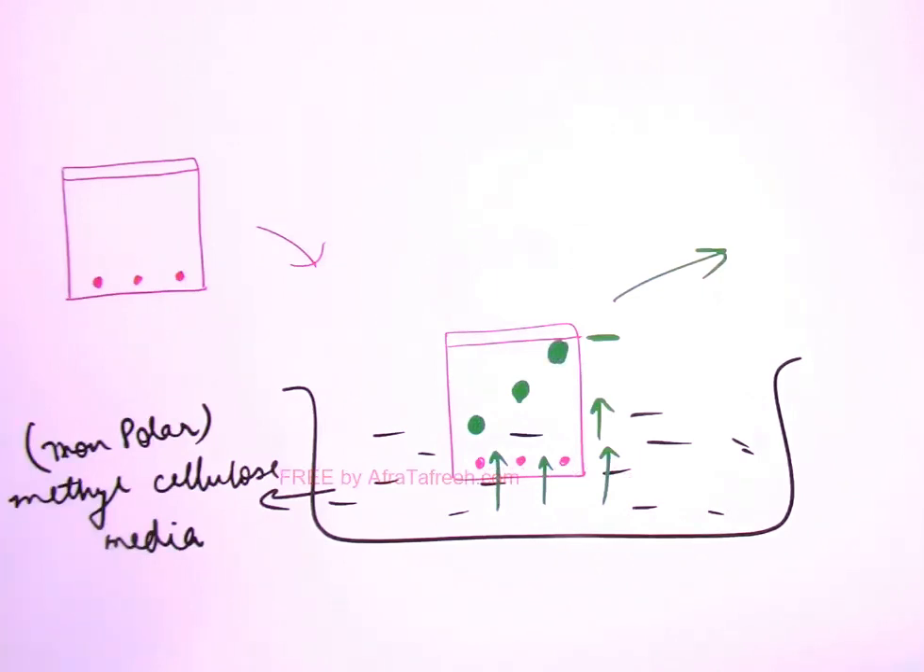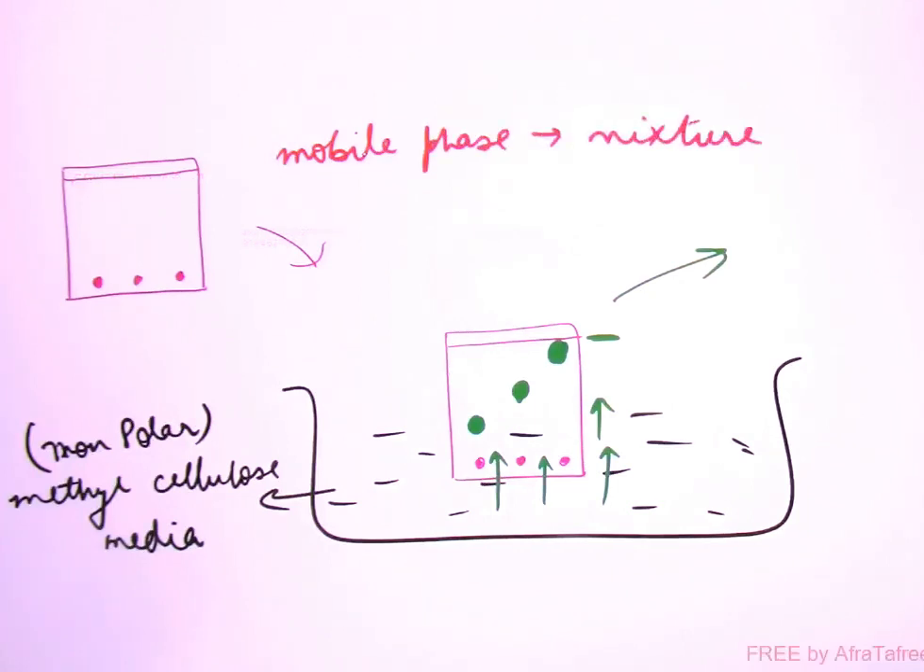So now, what is our interpretation? See here, what is the mobile phase? Which thing is moving upwards? Mobile phase here is not only solvent, but a mixture of amino acid and solvent is moving upwards, because when solvent is moving upwards, it will also take along the amino acids which are present on the way. So a mixture of amino acid and solvent is moving upwards.